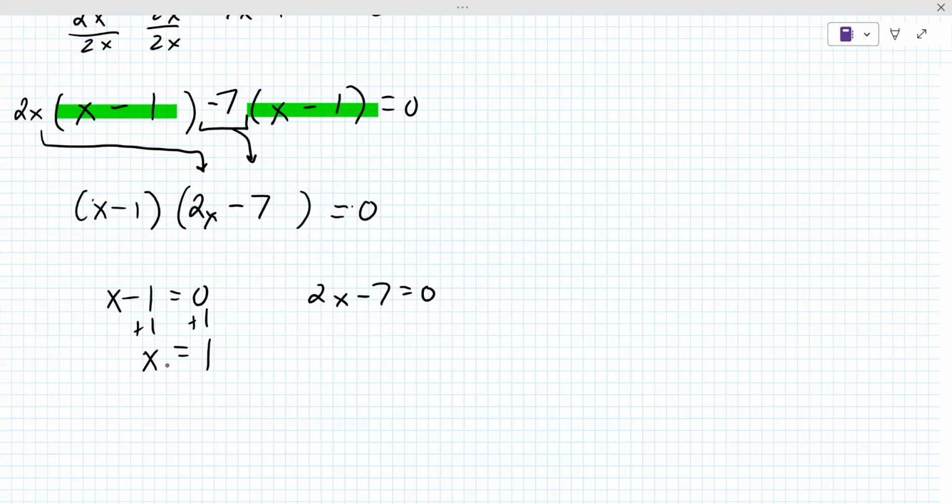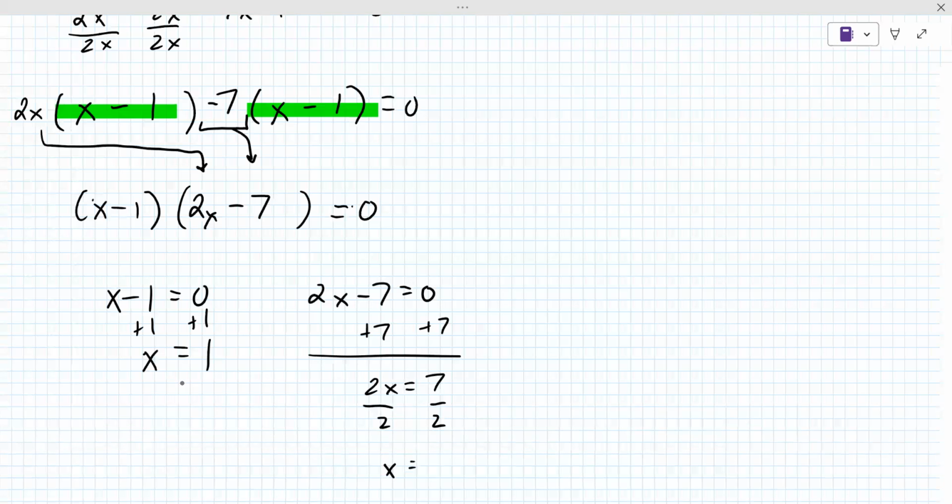And then for the right, you would add 7 to both sides. So then 2x equals 7. And then I would assume we would have to get rid of the 2. Yeah, you divide by 2. Good. And you just write it as a fraction.